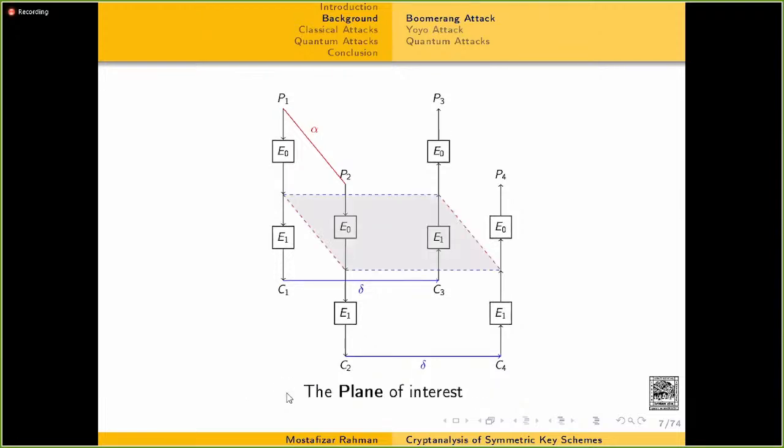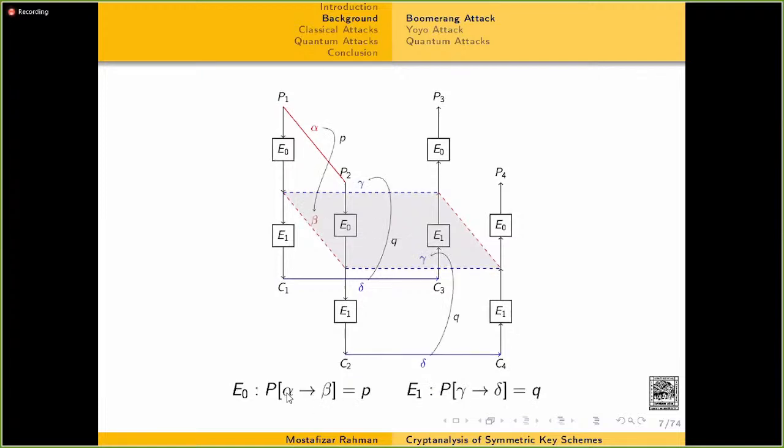Then we check whether there is some special property of P3 and P4 or not. In this scenario, the special plane of interest is the boundary between E1 and E0. The difference between P1 and P2 is alpha, and we assume that for E0 there is a differential alpha to beta, and for E1 there is a differential gamma to delta. So with some probability, this beta difference will transit at the boundary, and at the other boundary, since we have given a delta difference, with some probability a gamma difference will come.